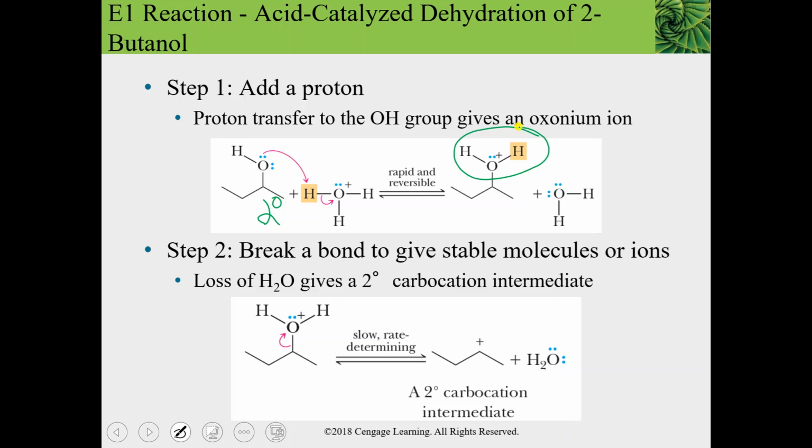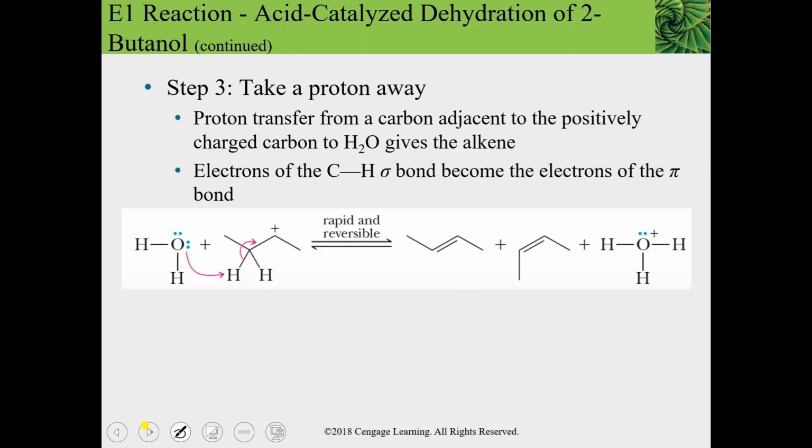Next is to break the bond, so we get our carbocation intermediate. So that's going to break here, and we get our secondary carbocation. This is our slow rate-determining step. And water as a product.